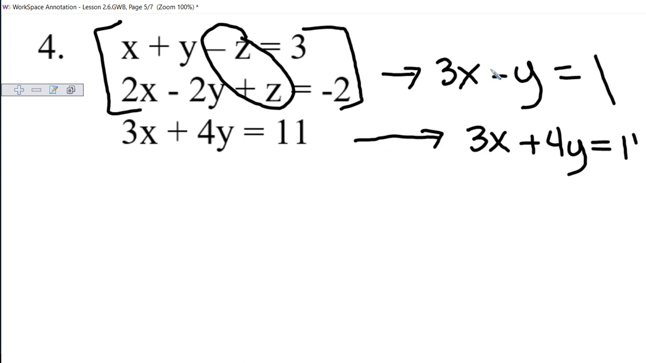Elimination. But do we have a 0 pair? No. Which one's close to being a 0 pair? The x's, we have positive 3x, positive 3x. In order to be a 0 pair, one of them would have to be a negative. So what do one of the equations have to be multiplied by? You want to multiply the top one by what? Negative 1?